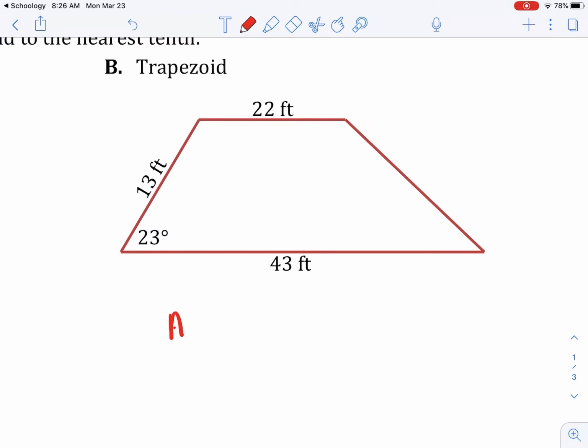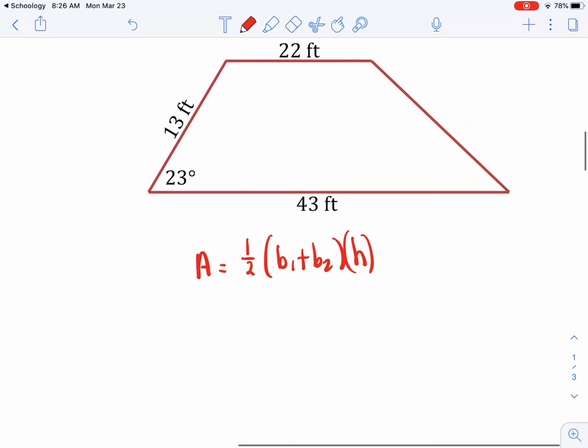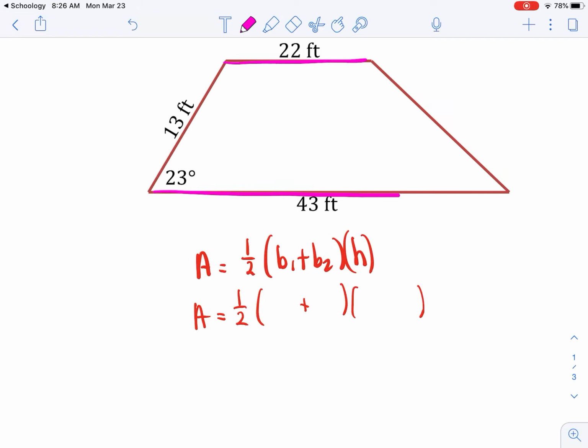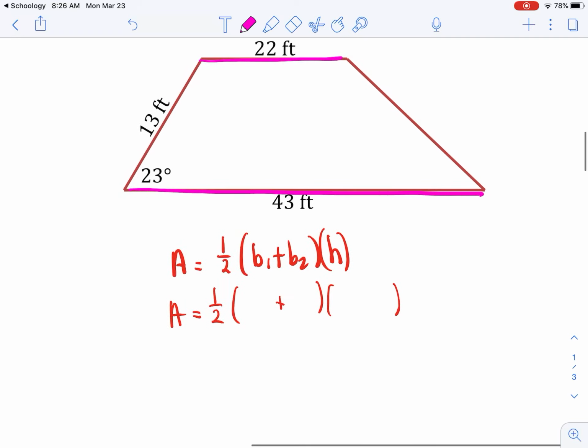All right, the next one, this is a trapezoid. I'm going to write down my area formula. Area equals 1/2 of the sum of the 2 bases times the height. You can also put the height in parentheses because it's multiplication there. Area equals 1/2 times the sum of my 2 bases times my height. All right, my 2 bases. Do I have my 2 bases? One of the bases, the other base. So yes, I do. 22 and 43.